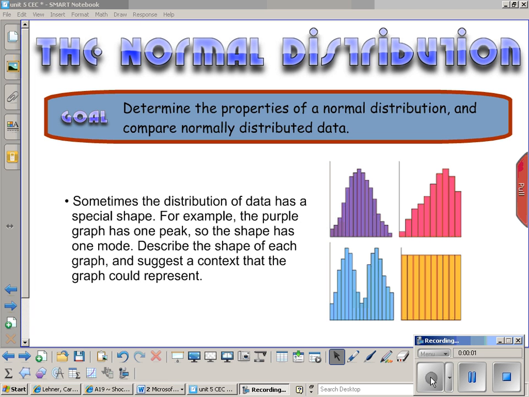In this lesson, we're going to look at what's called normal distribution. We're going to determine the properties of a normal distribution and compare normally distributed data. Sometimes the distribution of data has a special shape.